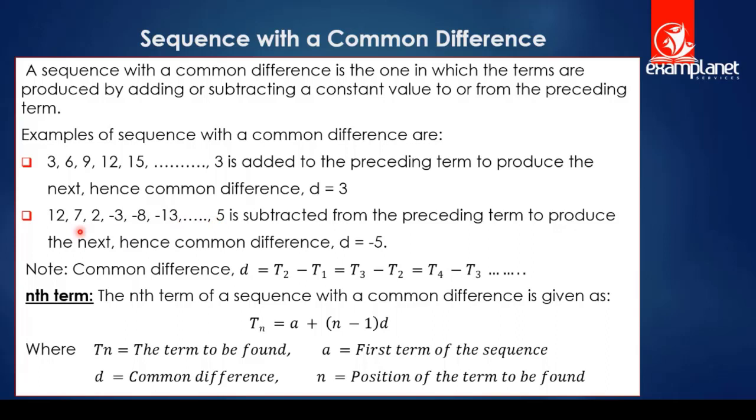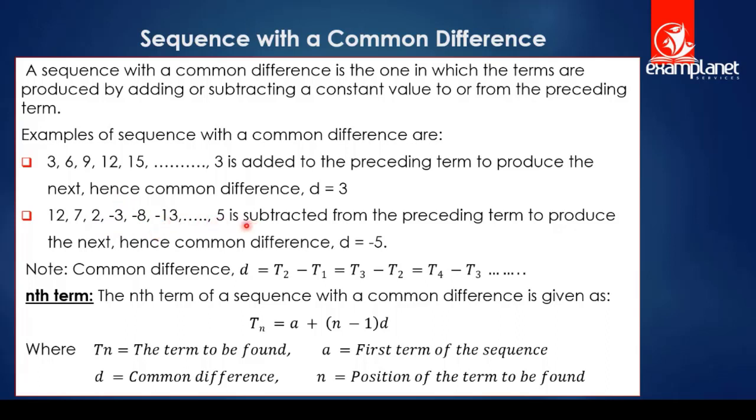Now, what is the pattern here? Simple. We are subtracting 5 from the preceding term to get the next. So 12 minus 5 is 7. 7 minus 5 is 2. 2 minus 5 is minus 3. Minus 3 minus 5 is minus 8. Minus 8 minus 5 is minus 13, and so on.